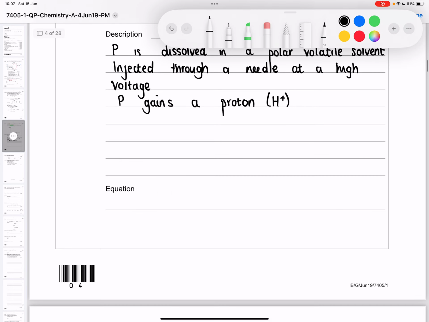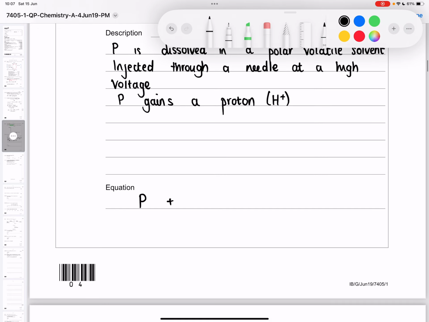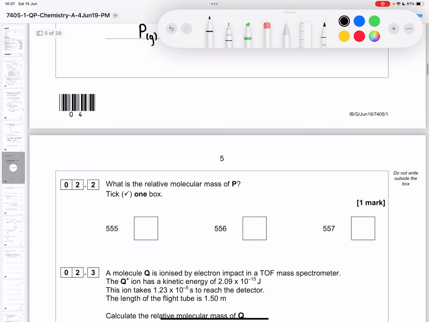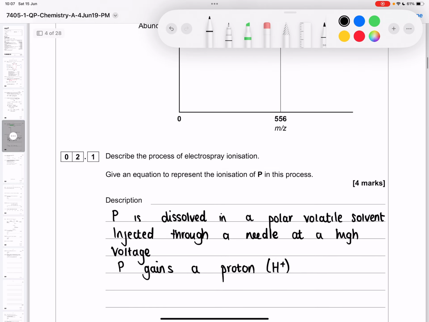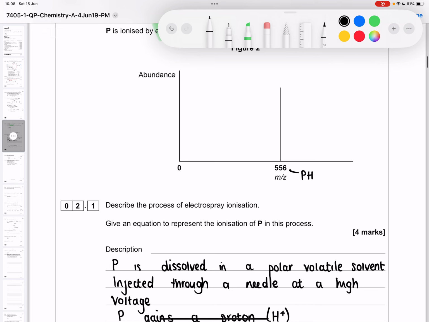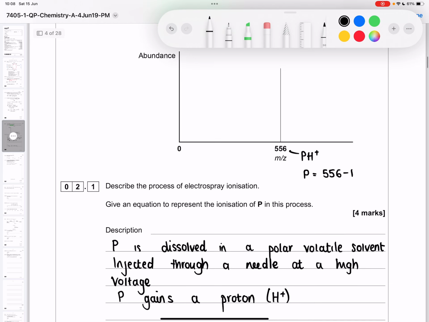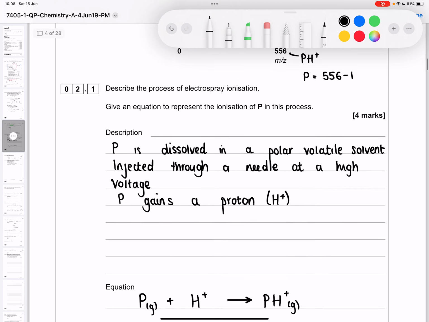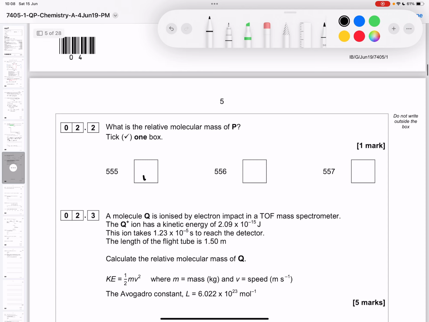So if we were to write an equation for that, P, which would be a gas, is picking up a proton from the solvent to become PH+ gas. As a result of that, when we want to find out the relative molecular mass, 556 is PH+. So if we want to find out P, we need to subtract 1 to get rid of the H. The H has a mass of 1, so we need to subtract 1.